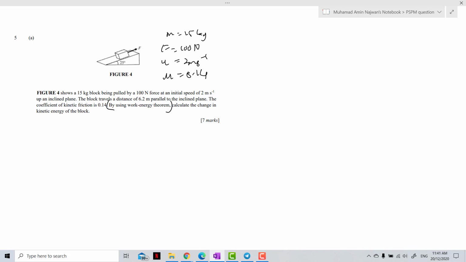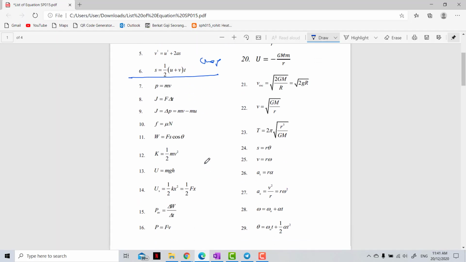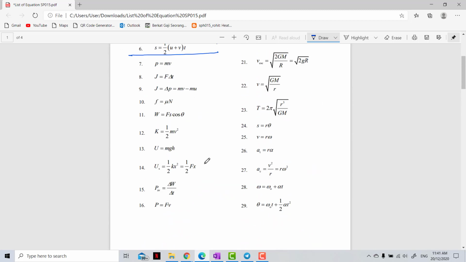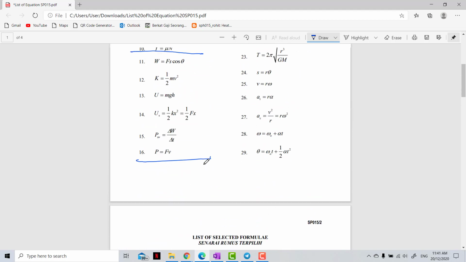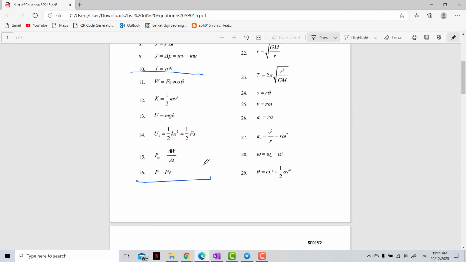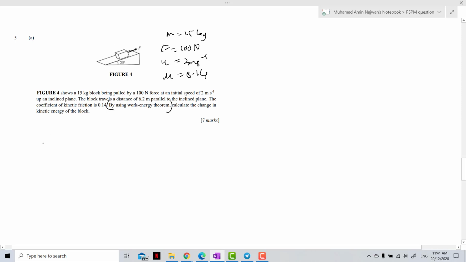Okay, saya nak korang tahu ha. Dalam korang punya list of constant, tak ada work energy theorem tau. Saya tak tahu lah saya punya ni masalah ke korang punya pun masalah. But there's no work energy theorem here. So, korang kena actually tahulah pasal work energy theorem ni. Work energy theorem is work total sama dengan delta K. So ini korang kena hafal lah. Hafal atau faham lah. Change in kinetic energy equal kepada work total.